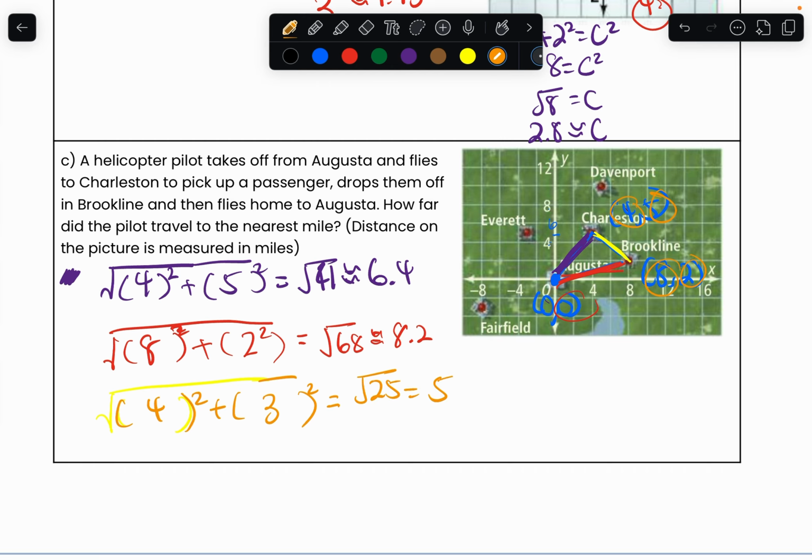Now for the total distance, I will just add everything up. I'll just do 6.4 plus 8.2 plus 5. If I add them all together, I will end up getting 19.6. However, your question asks you to round it to the nearest mile, so my answer here will be 20 miles.